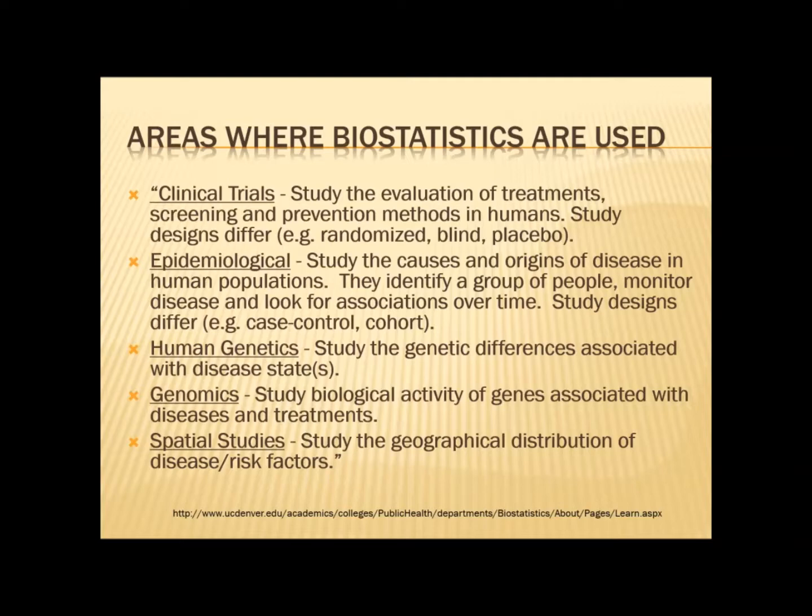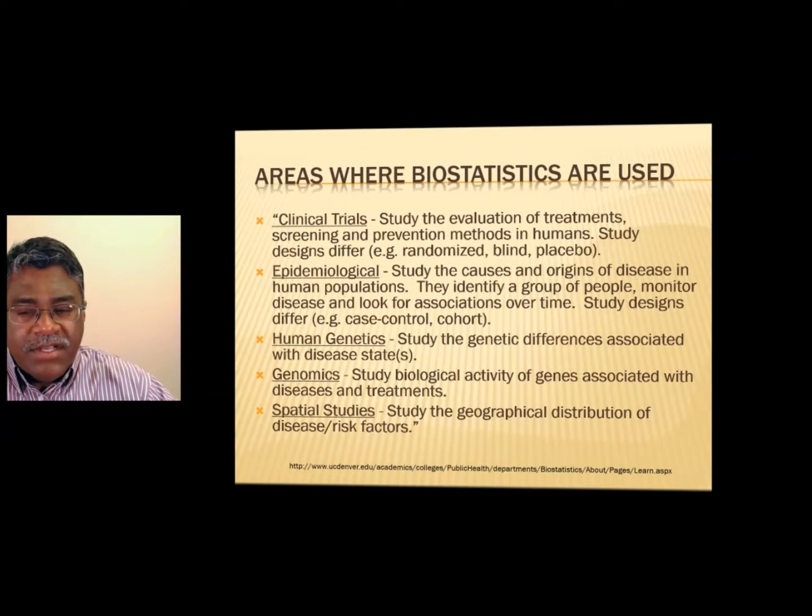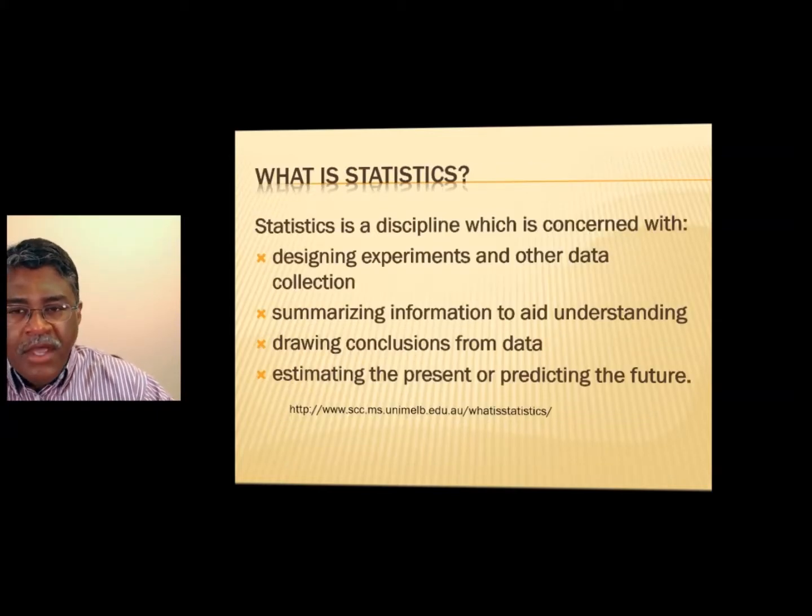Human genetics studies the genetic differences associated with disease states. Genomics studies the biological activity of genes associated with disease and treatments. And from the standpoint of bioinformatics, etc., you realize that genomics is where the applications are most seen. Spatial studies look at the geographical distribution of disease risks, risk factors, etc. This comes from the University of Denver.